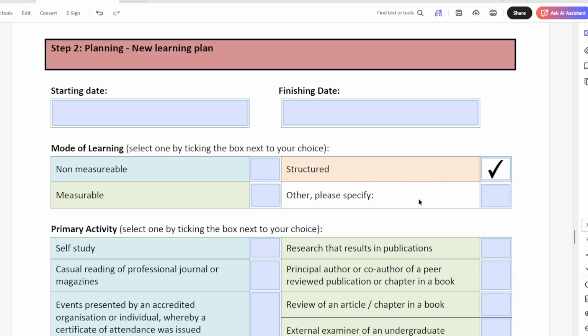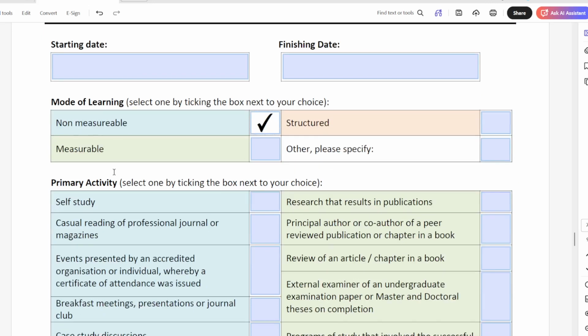Don't choose other because then you would need to add reasons. Choose this one. Understand that non-measurable means I didn't enroll in the course. This one is the best one to choose.